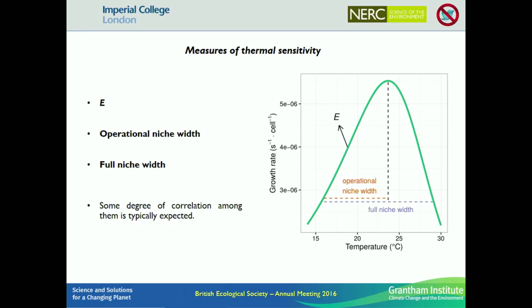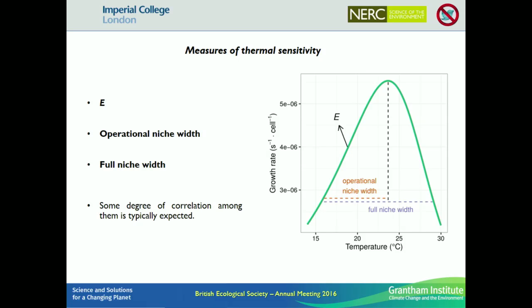One of the most important parameters in these curves is the thermal sensitivity of the response, which can be measured in three different ways. The simplest is to calculate the slope of the rising part of the curve, which I shall refer to as E. The second is the operational niche width, which is the range of temperatures between the thermal optimum and the temperature at which performance is half of the maximum on the rising part of the curve. Finally, the full niche width is the range of temperatures between the temperature at half of the peak performance on the rise and the temperature at half of the peak performance on the fall. Because these three measures are different ways of looking at the same thing, we expect some degree of correlation among them.